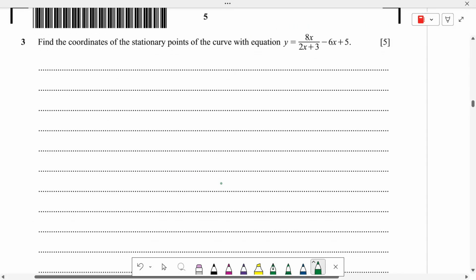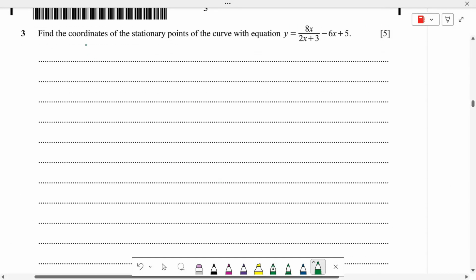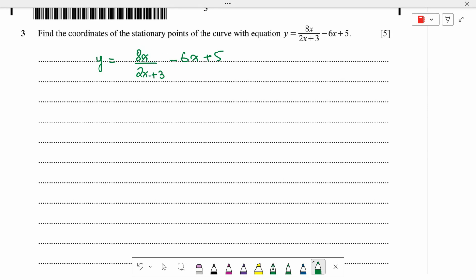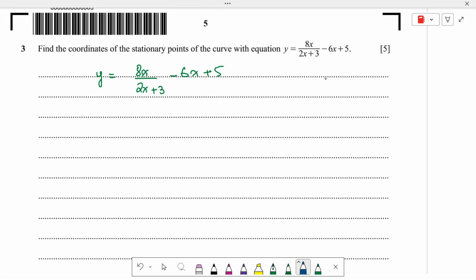Now let's move to question number 3. Find the coordinate of the stationary point of the curve with the given equation. We have y equals 8x over 2x plus 3, minus 6x plus 5. This is the equation of the given curve, and we need to find the stationary point. We know that the stationary point can be found by using the equation dy over dx equal to 0.